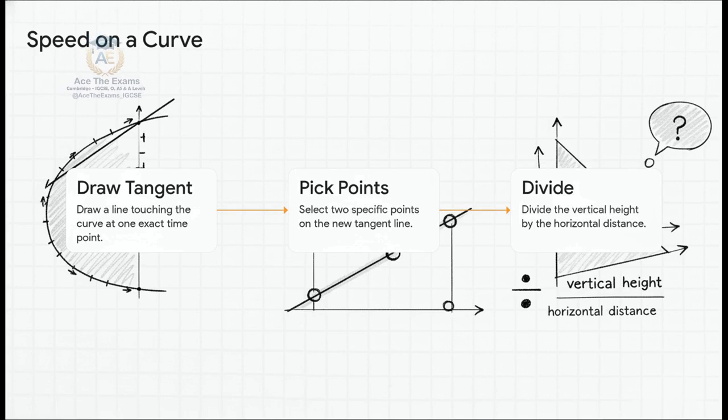Step 3. Find the rise over the run. Divide the vertical height between those 2 points by the horizontal distance between them. That's it. You've just found the gradient of your tangent line, which means you have successfully calculated the precise speed of a nonlinear accelerating object at an exact frozen moment in time.